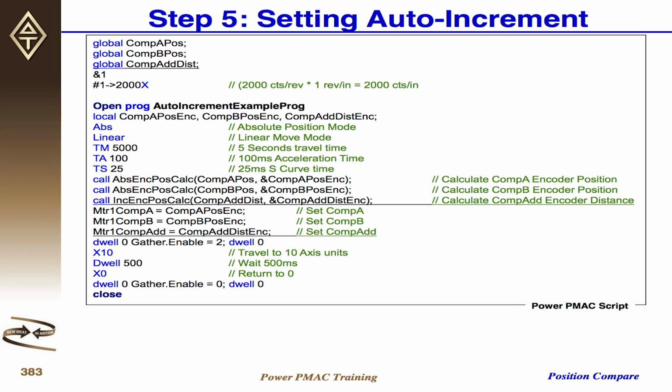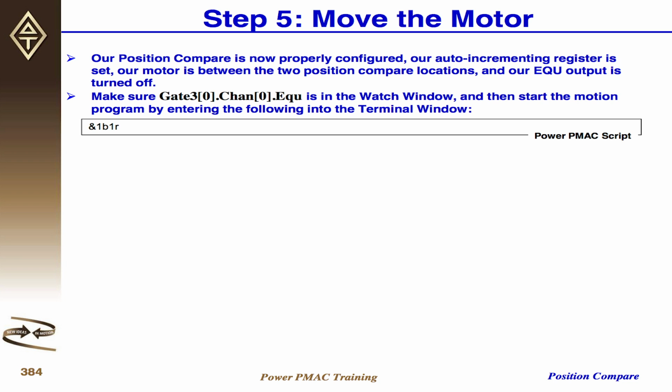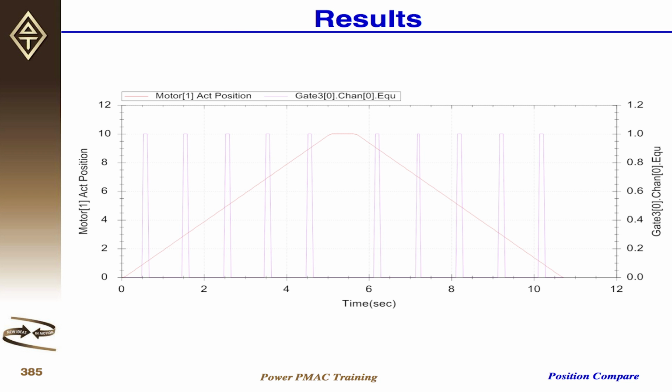So if everyone has added these 3 lines to their program, and we have set our auto-increment value to 2, all that should be left is running our program. So &1 B auto-increment example prog run would be one way to start off the motion program. And if you're watching that gate.chan.equ in your watch window, you should see motion that now looks more like this, which, again, I apologize, is hard to see on the projector.